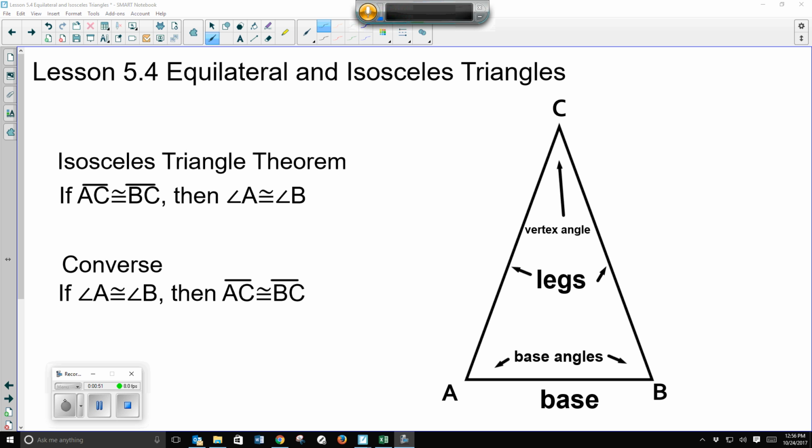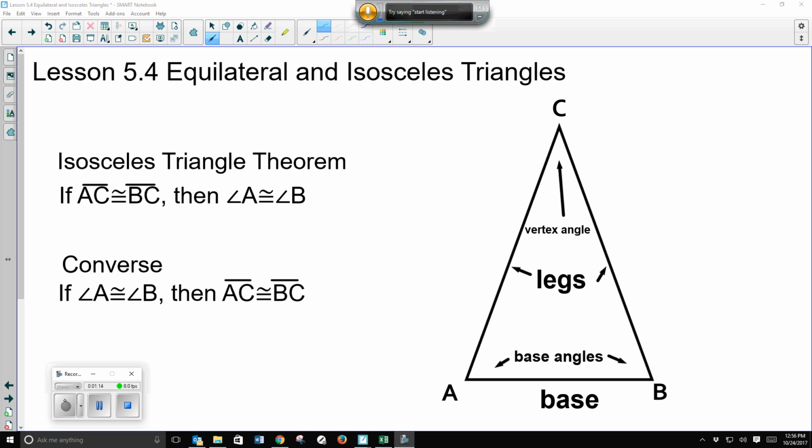Then you have your angles. Your one angle, which is across from the base that is not congruent to the other two sides, is your vertex angle. The vertex angle is formed by the two sides that are the same length. Then you have your other angles, and they are formed by the legs and the base, called your base angles.